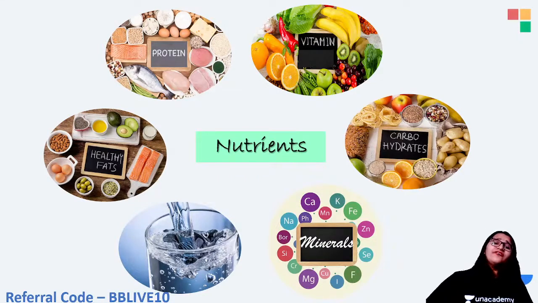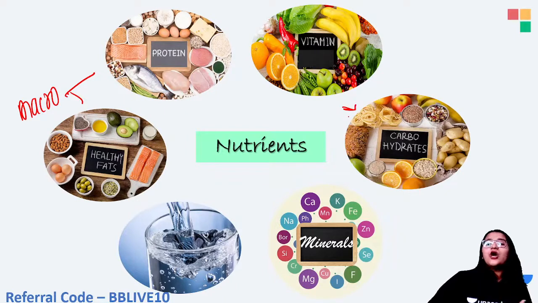Out of that, fats, carbohydrates, and proteins are something that we require in huge quantities. So these are macronutrients. What are these? These are macronutrients, something that is required by our body in larger concentrations. But vitamins and minerals are something which is required by the body no matter what, but in smaller concentration.